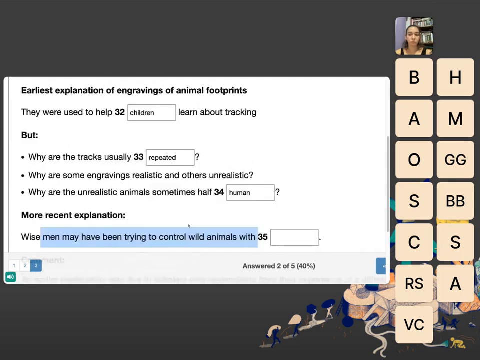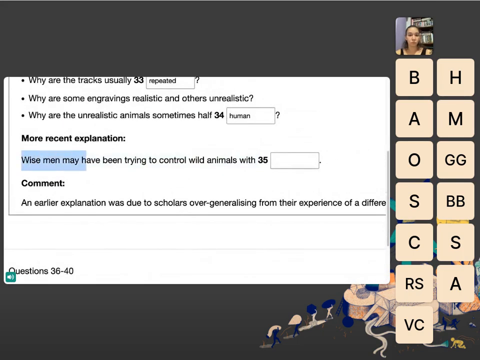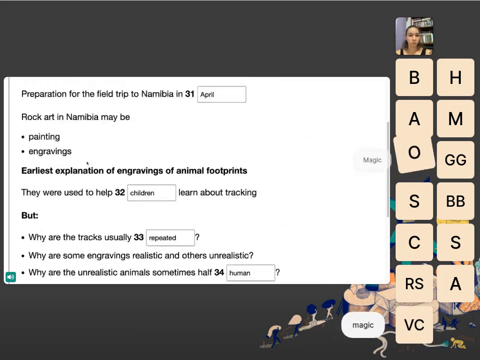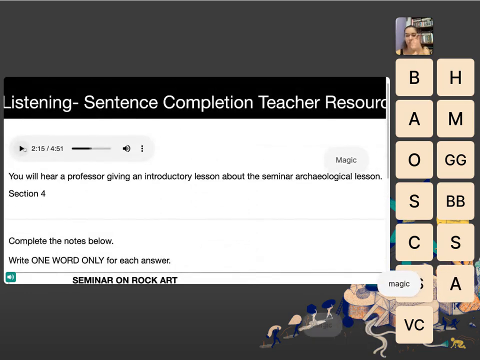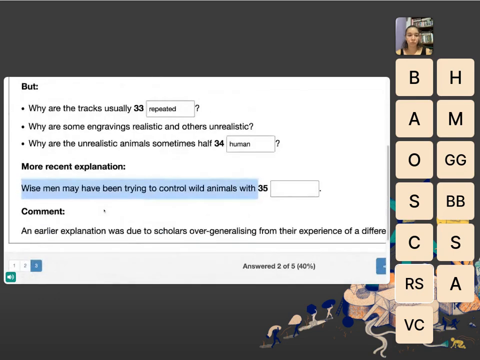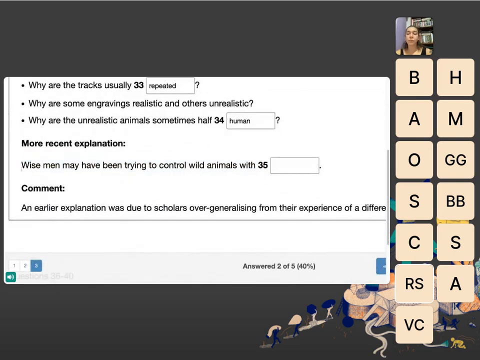Many researchers now think that these were pictures the wise men engraved of themselves. They believed they could use magic to control the animals they had drawn, so the hunters could then catch them for food. Half human. Some, for example, have got human faces. Many researchers now think that these were pictures the wise men engraved of themselves. They believed they could use magic to control the animals they had drawn, so the hunters could then catch them for food.